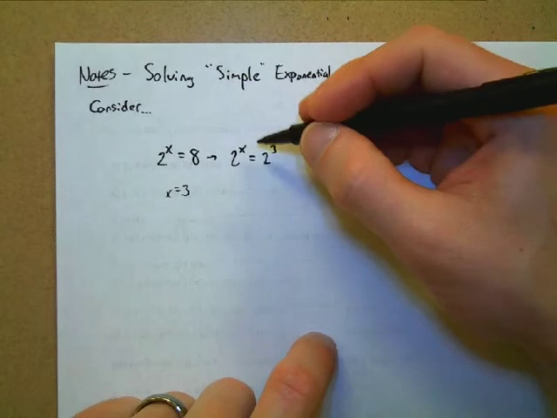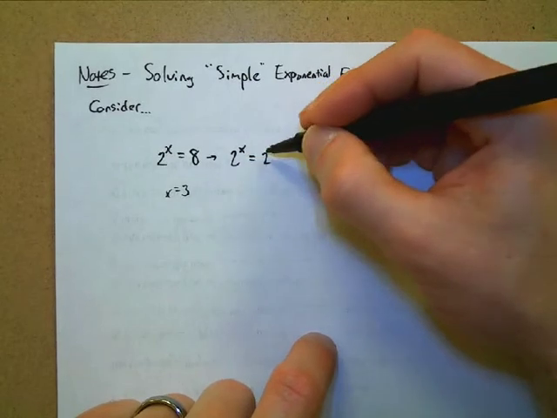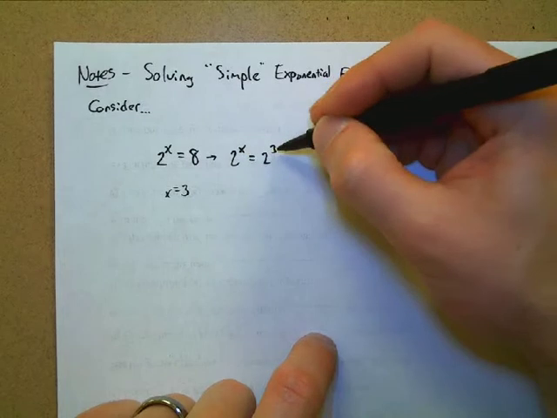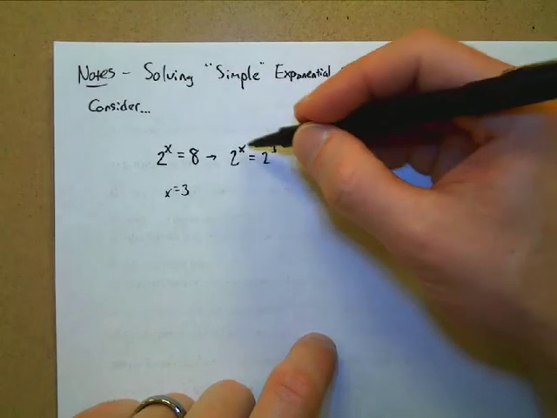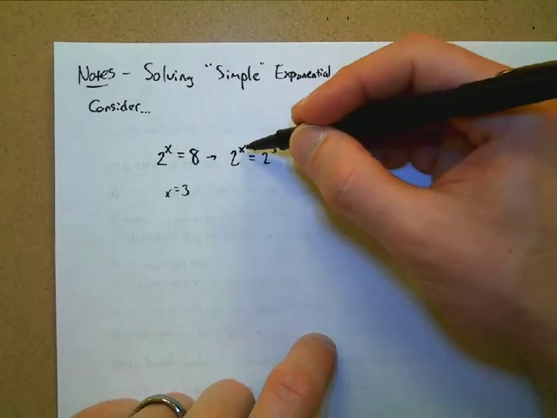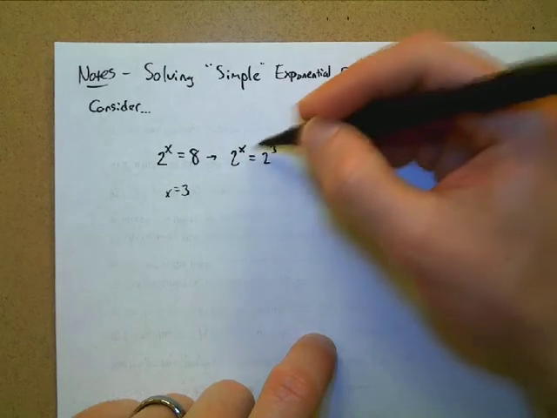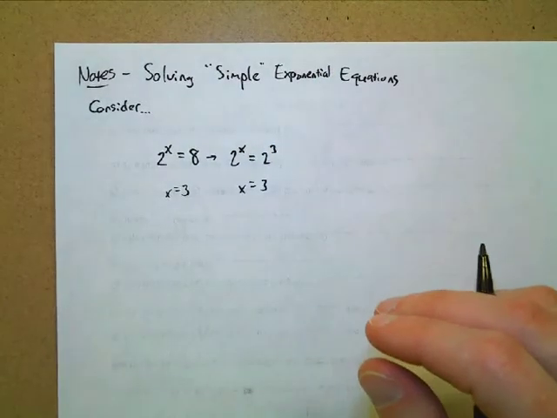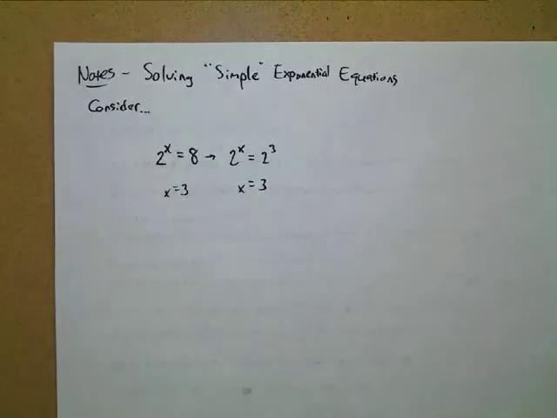So if this is equal to this, and they have the same base, that means they must also have the same exponent. If they're going to be equal, you have to have the same exponent. There's no other exponent here; 2 to that exponent will give you 8. In other words, x has got to be 3 there. So that's what we're going to be looking for here.